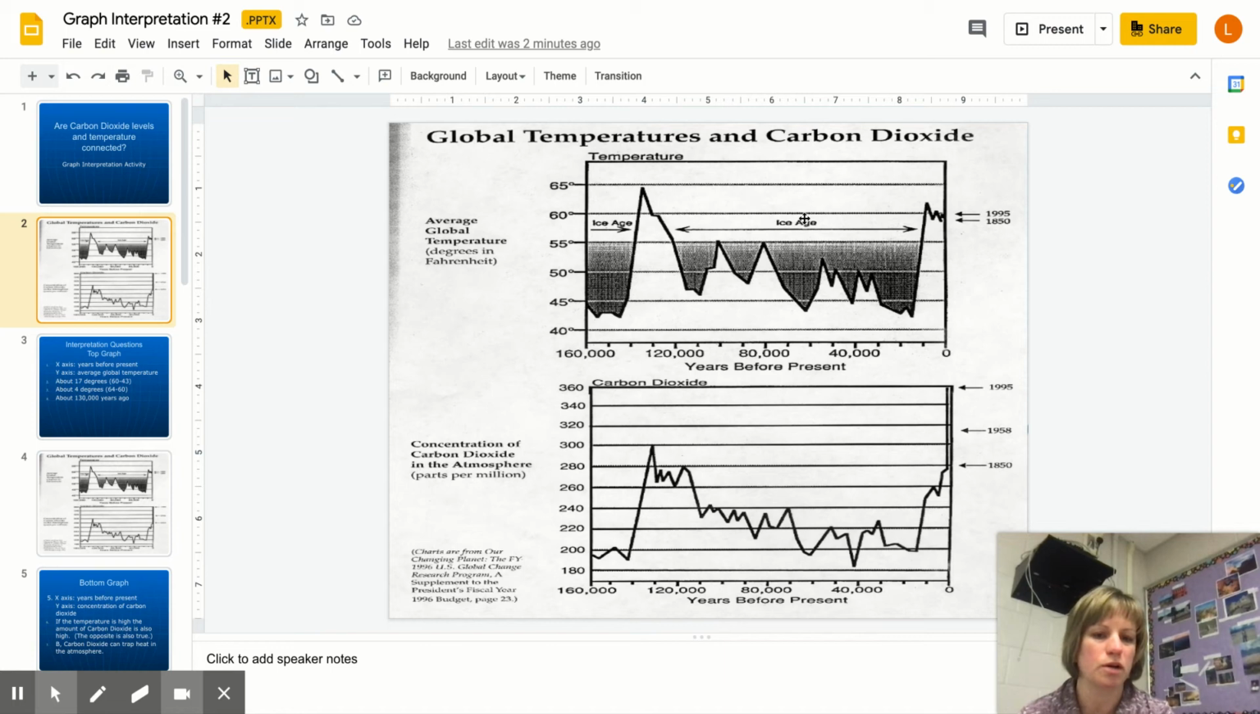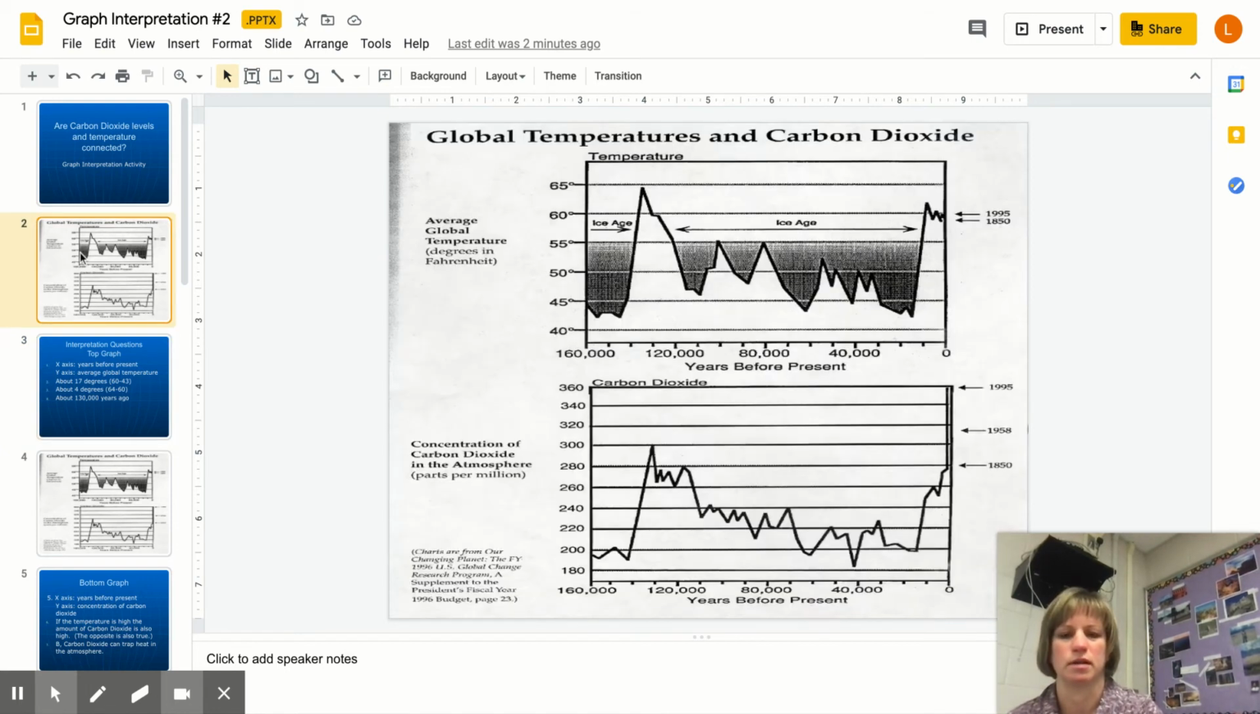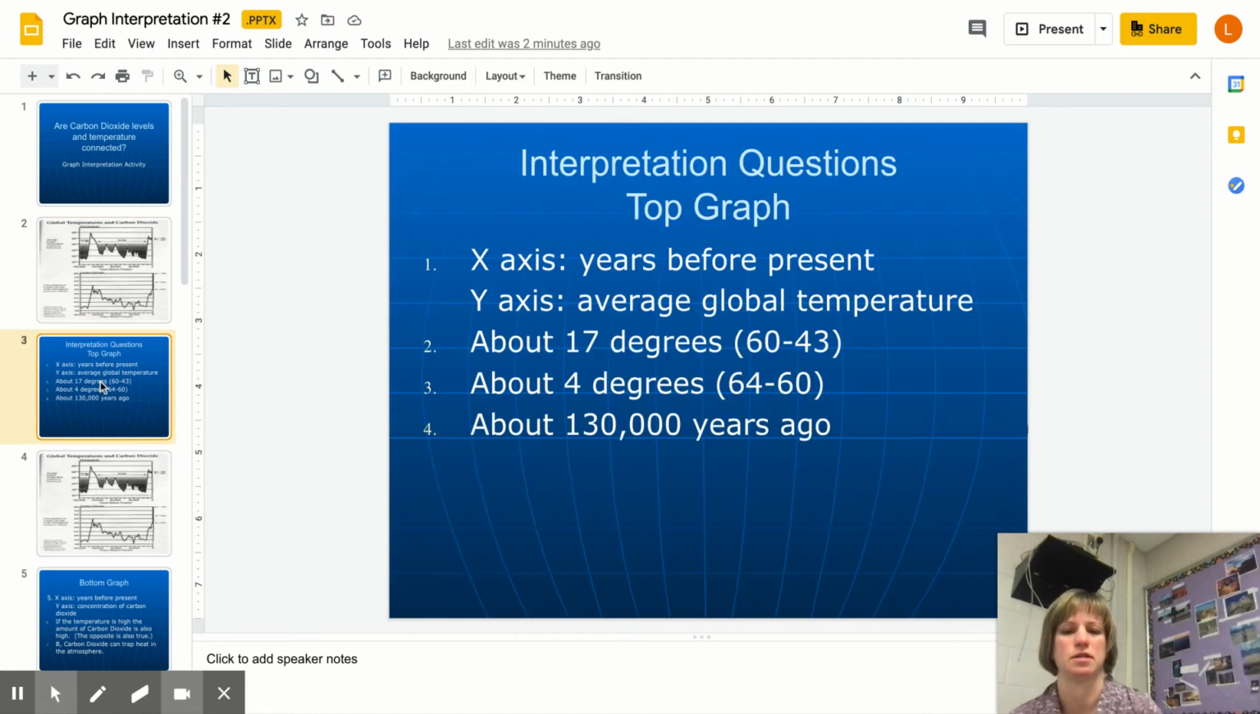So if you look at our current temperature, it's about 60 degrees Fahrenheit on average across our planet. So then if we want to know how much colder, we have to go to the lowest point and subtract. So I have the answer of 17 degrees. So we're currently in a warm period. It's been 17 degrees colder on our planet in these past 130 or past years. I'm sorry, I misspoke there. Let me look. Past 160,000 years.